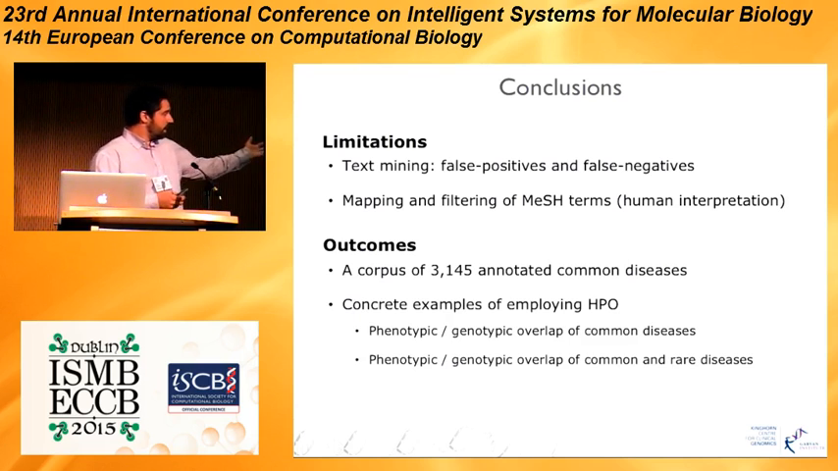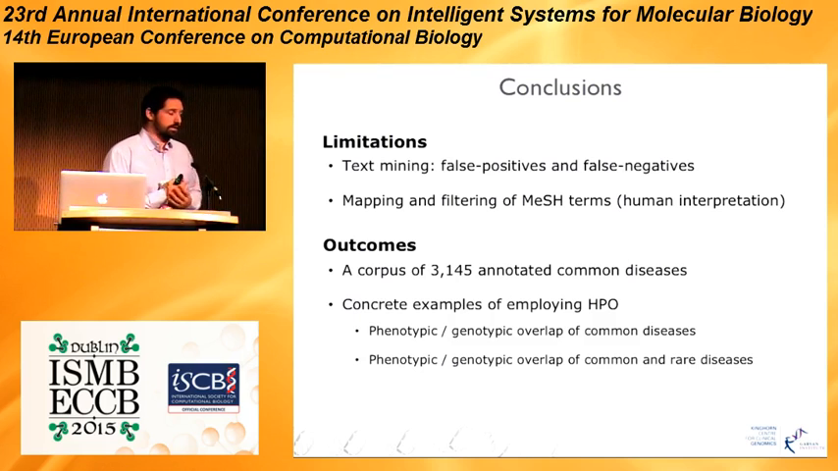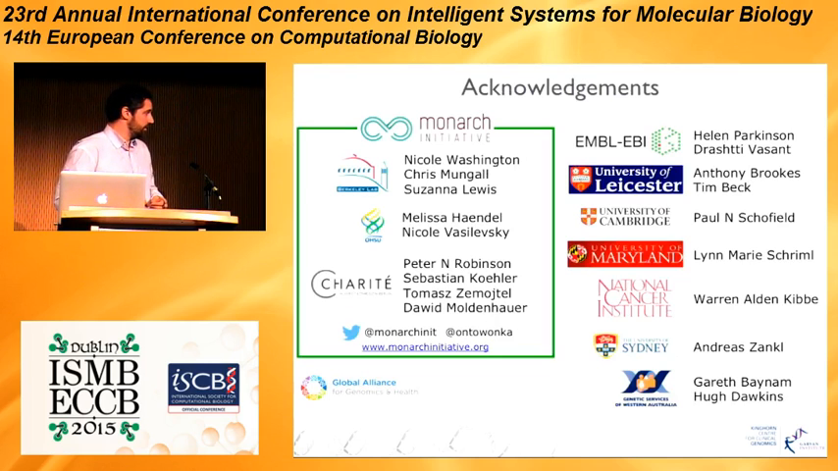But as outcomes, we can claim that we've created a corpus of around 3,000 disorders, so 3,000 complex or common disorders, annotated with HPO concepts. And we have presented, and again, please, I refer to the paper, a couple of interesting examples of how to use this data, employing HPO for understanding the genetic background of common disorders as well as the overlap between common and rare diseases.